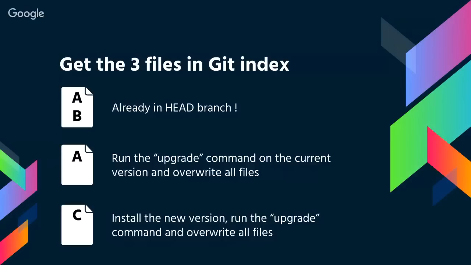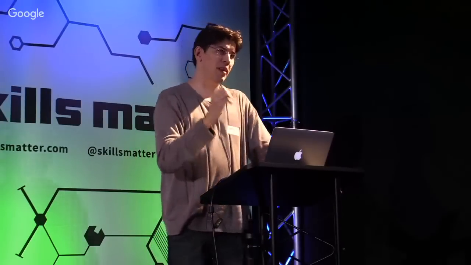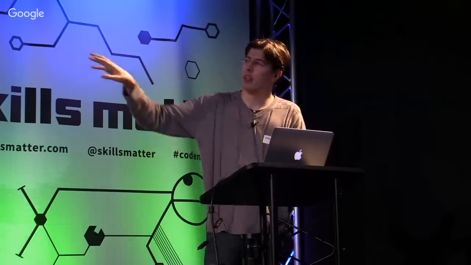To get this, you have to run the upgrade command without upgrading React Native in the current version and answer yes every time you are asked for overriding. The last one is the same, but in the new version. So install the new React Native package and then run the upgrade command and override. Once we have these three files, we should be able to generate a patch.